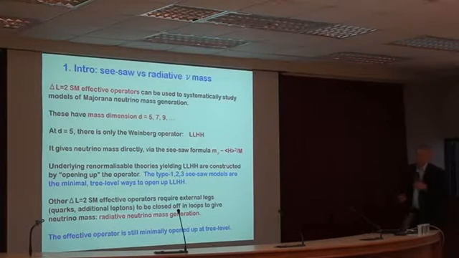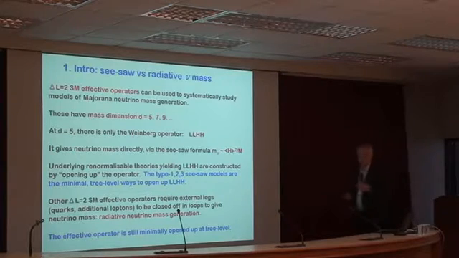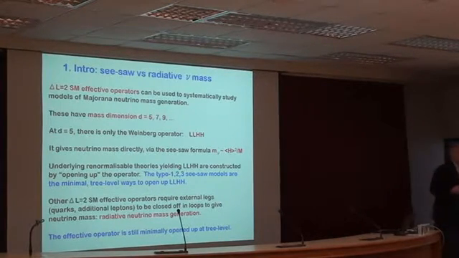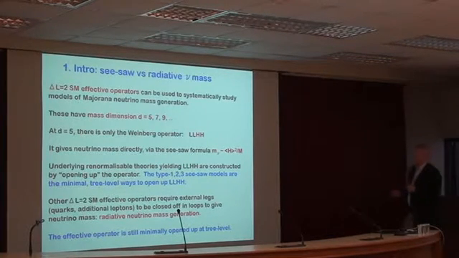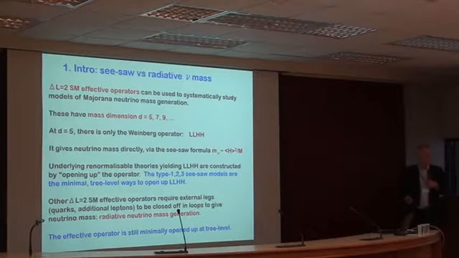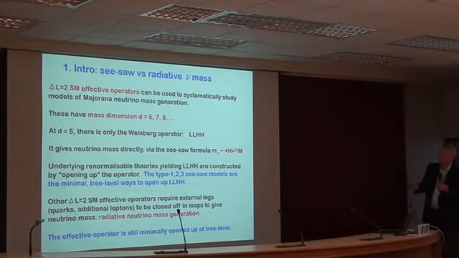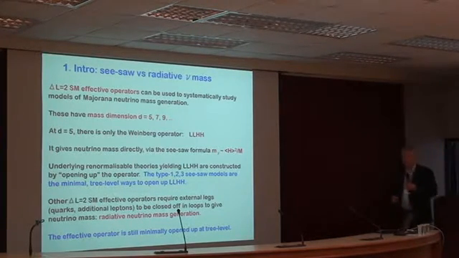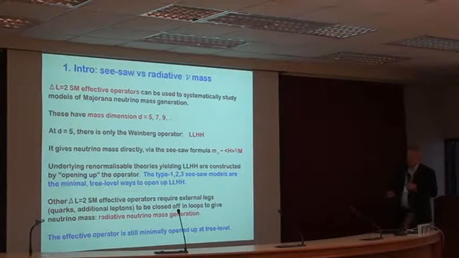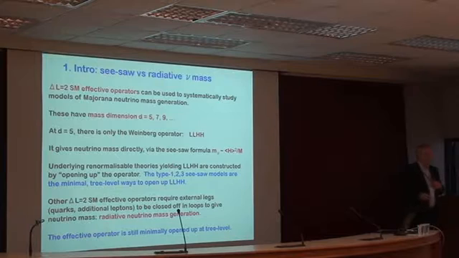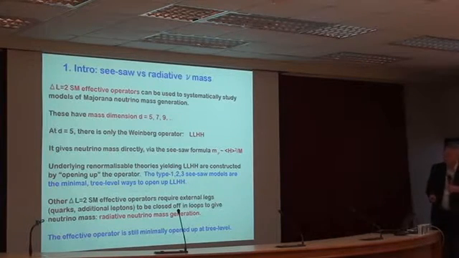And therefore, if you want to take that delta L equals 2 operator and turn it into something that generates a Majorana neutrino mass, you've got to do something with those external lines. So you've got to close them off in loops, basically. And therefore, when you're looking at the UV completions of dimension 7 and up, delta L equals 2 operators as the engine rooms for Majorana neutrino mass generation, you're necessarily talking about radiative neutrino mass models.